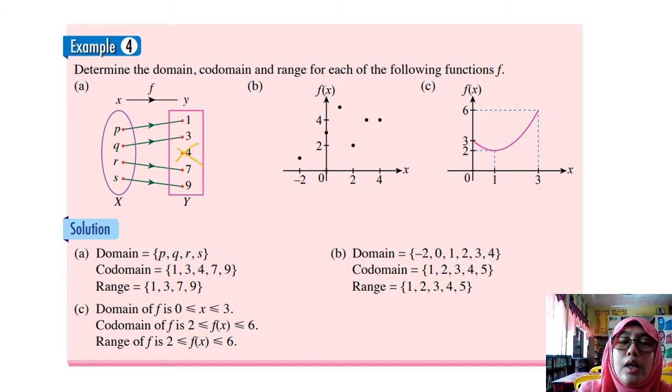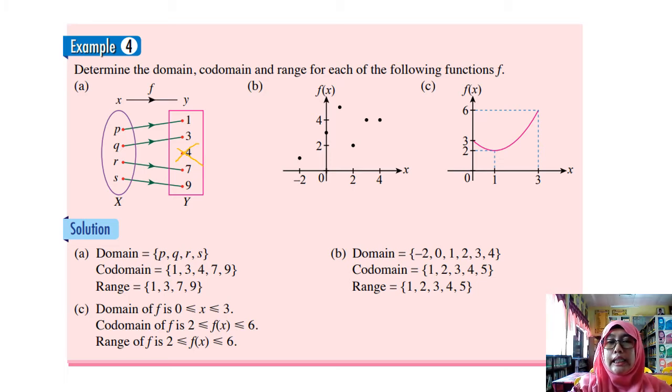Codomain pula, all the points on the Y axis. So point Y dekat sini, kamu tengok dekat paksi Y, this is 1, this point is 2, this point is 3, this point is 4, and then this is 5. So that's why codomain is 1, 2, 3, 4, 5.